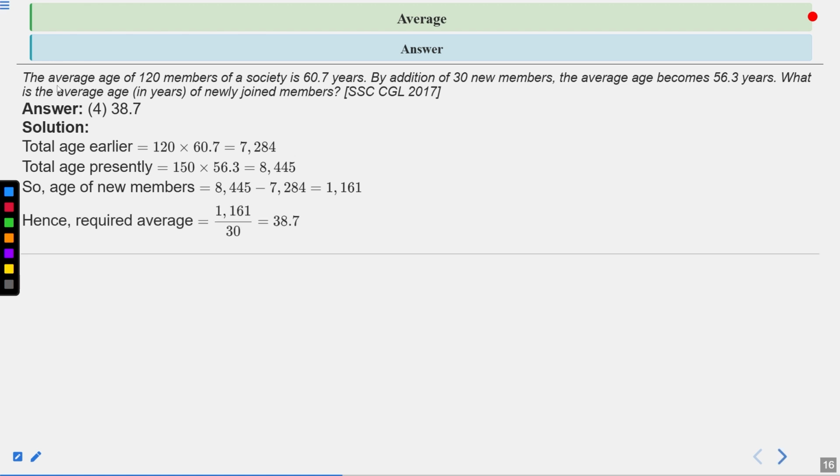Now we can calculate the average. So the required average will become 1,161 divided by 30, which is equal to 38.7. So the fourth one is the correct answer of this question. Next one.